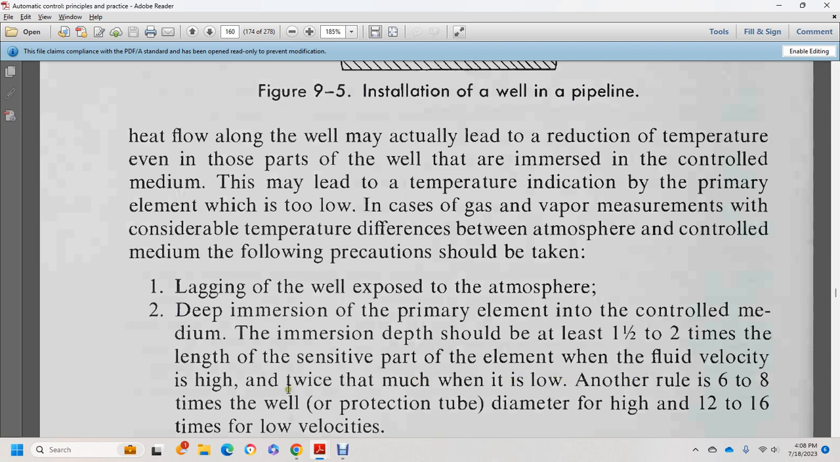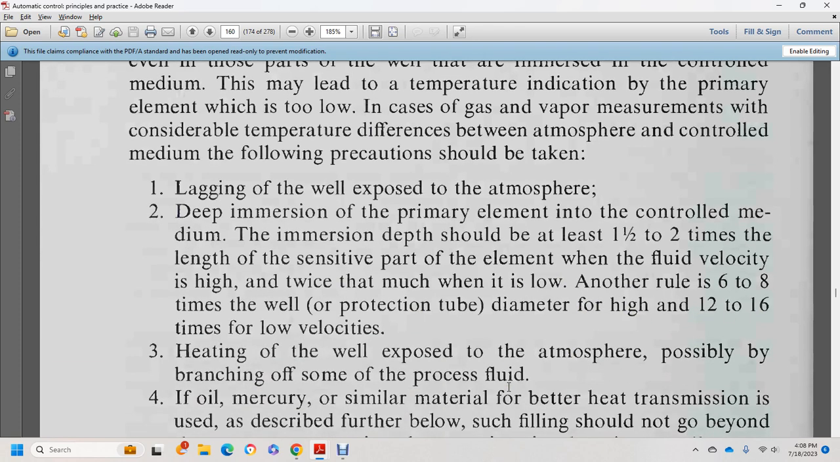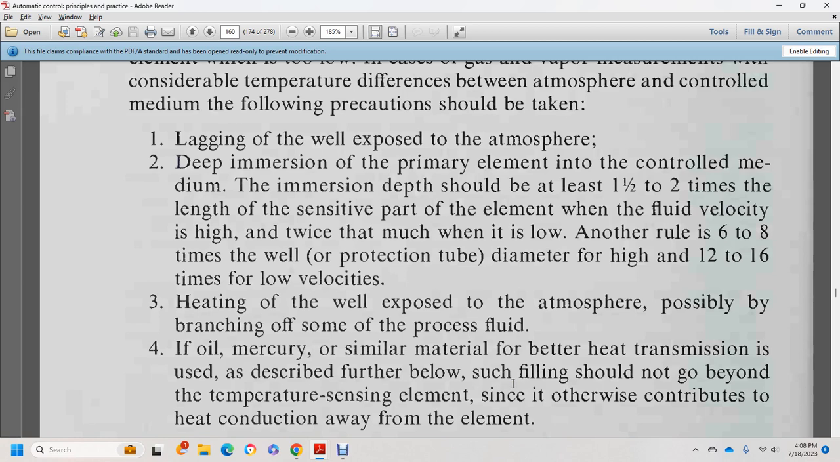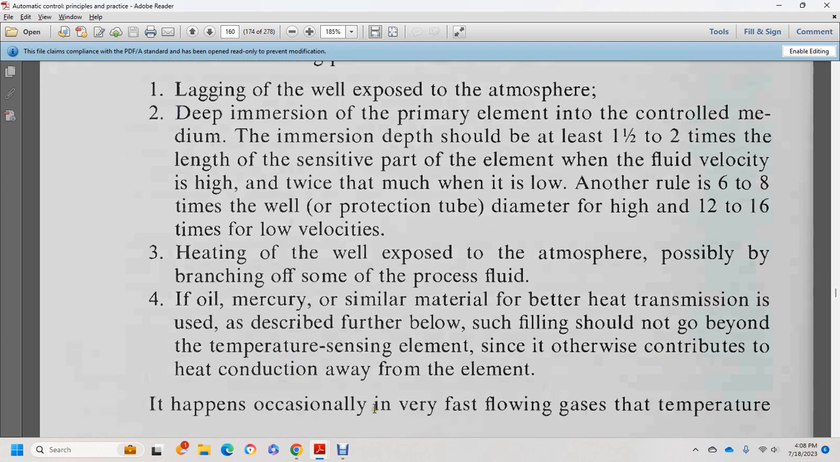Another rule is 6 to 8 times the well diameter, or a protection tube with a higher diameter, and 12 to 16 times for low velocity. 3. Heating of the wells exposed to the atmosphere, if possible, by branching off some of the processed fluid. 4. If oil and mercury are used as the material for better heat transmission, as described further below, the filling should not extend beyond the temperature sensing element, otherwise it contributes to heat conduction away from the element.